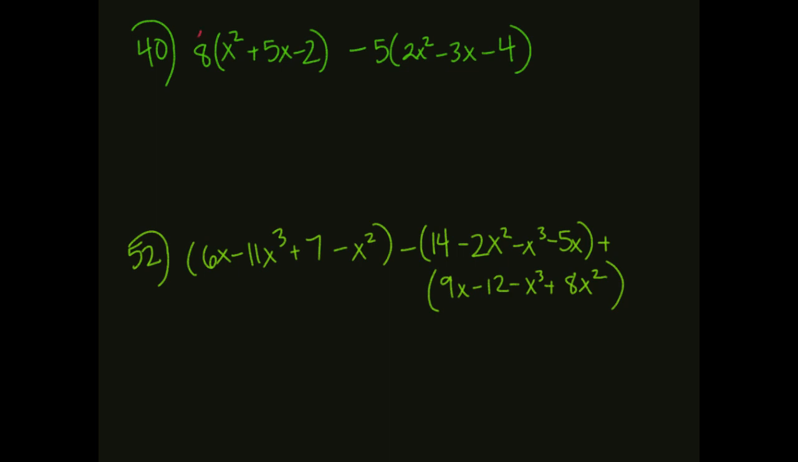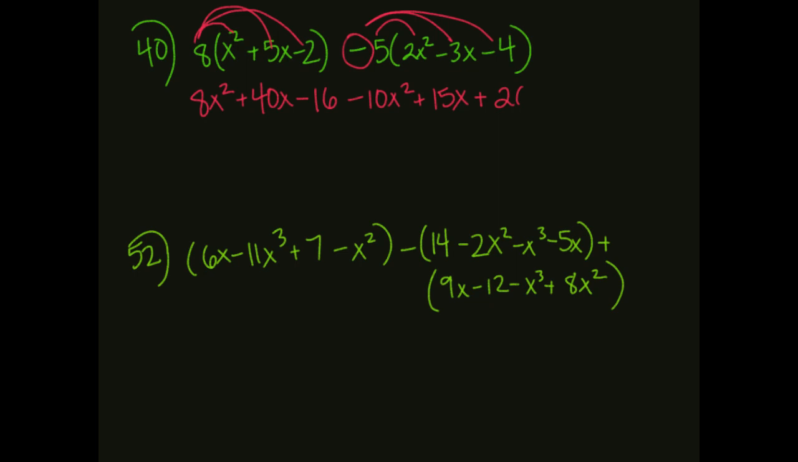There's a number on the outside, so I'm going to distribute each of these. That's 8x squared. 8 times 5 is 40x. And 8 times 2, and I have a minus there, it's 16. Once again, here, here, and here, I'm going to change the sign on the inside because of this negative. So it's minus 10x squared plus, because of that, 5 times 3 is 15x. And then it becomes plus 20.